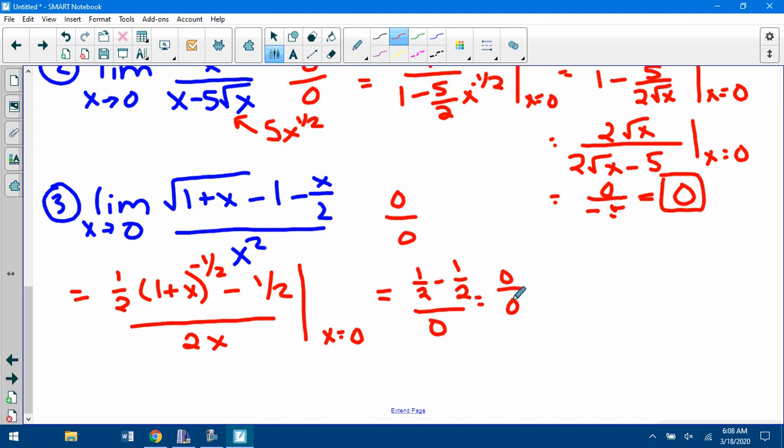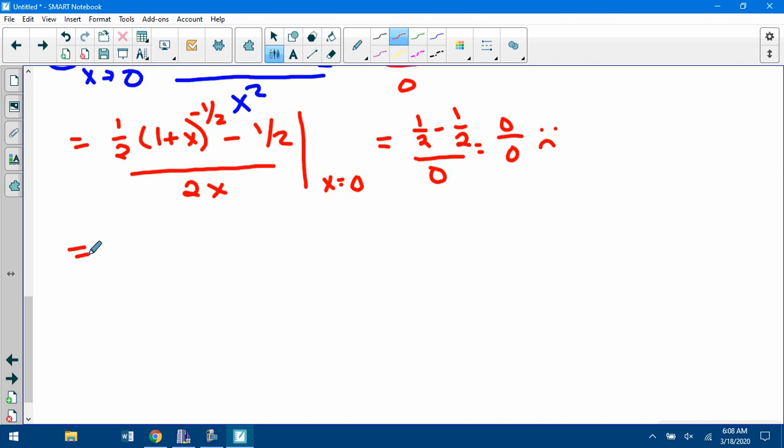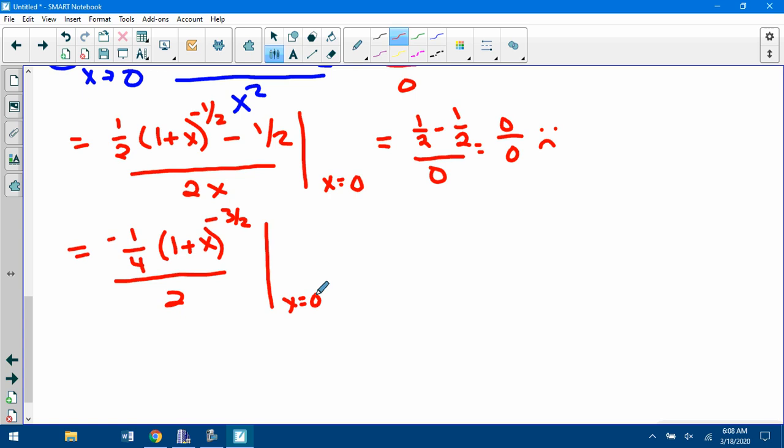0 over 0. Well, that's annoying. What's that mean? It means we've got to do L'Hopital again. Okay, let's do it. Bring the negative 1/2 out front. Now it's negative 1/4 times 1 plus x to what power? We'll subtract 1 again. Now it's the negative 3/2. Minus 1/2 is a constant, so that's going to go all over 2. Don't forget to write evaluated at x equals 0.